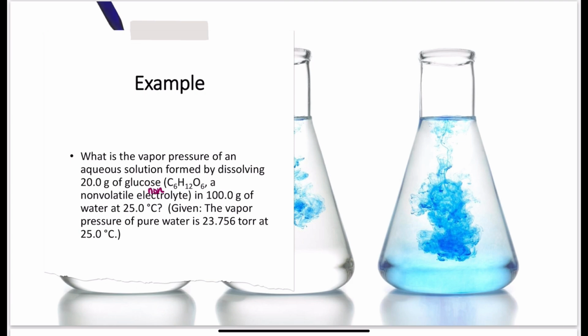Non-volatile means that it is not going to escape solution, okay? So it's not going to contribute to the overall pressure of the system, but it does contribute to how many particles I have in solution. So in this example, water is volatile. I know that because I know water has a vapor pressure. Why do I know? It tells me here that the vapor pressure of pure water is this at 25 degrees C. I have to be given that information. I don't know the vapor pressures by heart. That's not something you'd have to memorize. If I tell you that's a vapor pressure, it means it is volatile. Glucose is not volatile.